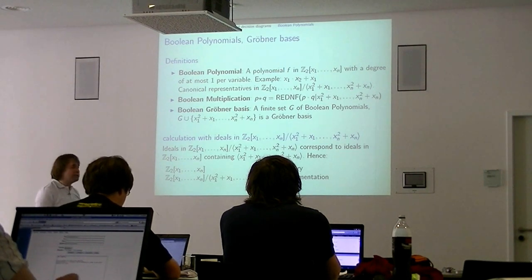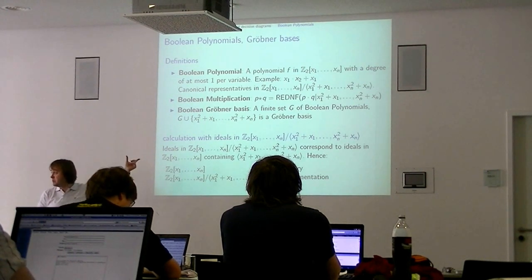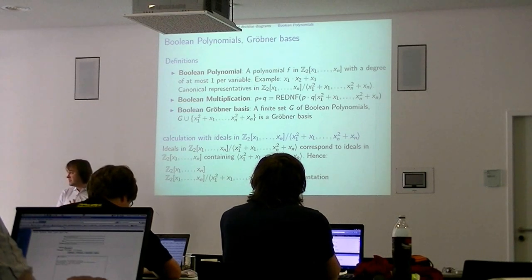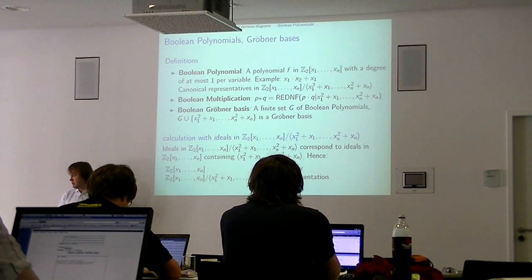So in fact, what I do is a little bit of doing something in the quotient thing, because I have this Boolean multiplication, as I want to keep in the domain of these canonical representatives. But I always do the theory in the polynomial ring and the implementation in the quotient ring.